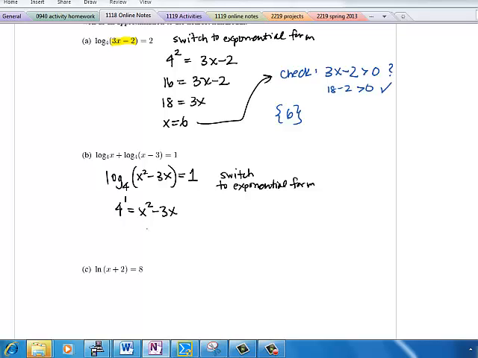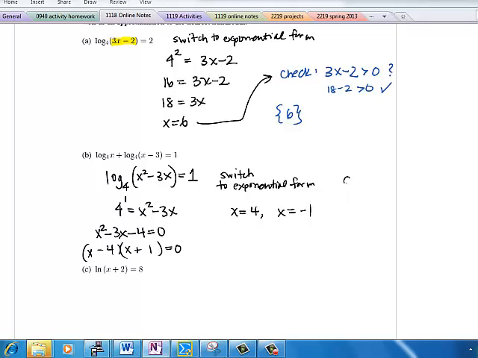Now we've got a quadratic equation, so we want 0 on one side. I'm going to rewrite it like this: x squared minus 3x minus 4 equals 0. So then we'll factor: x minus 4, x plus 1 will work. So then we'd get x equals 4 or x equals negative 1.